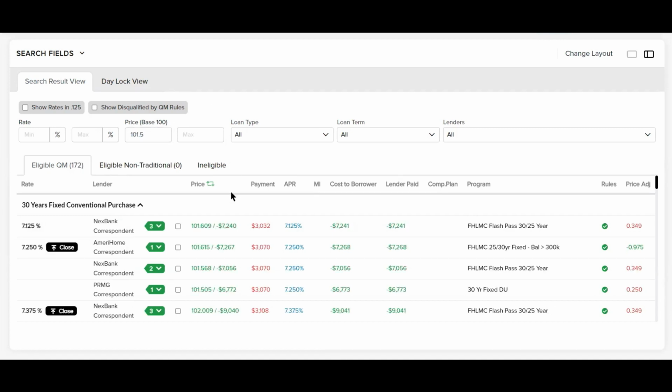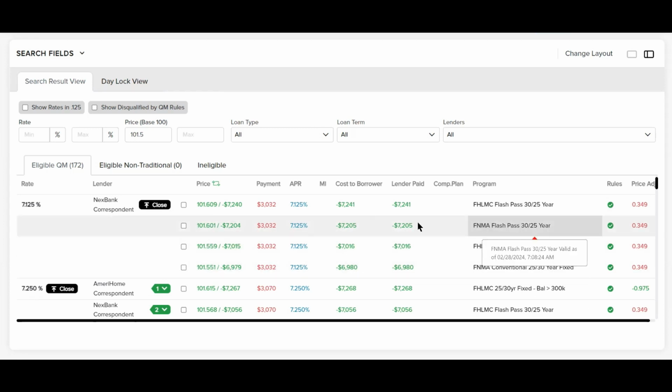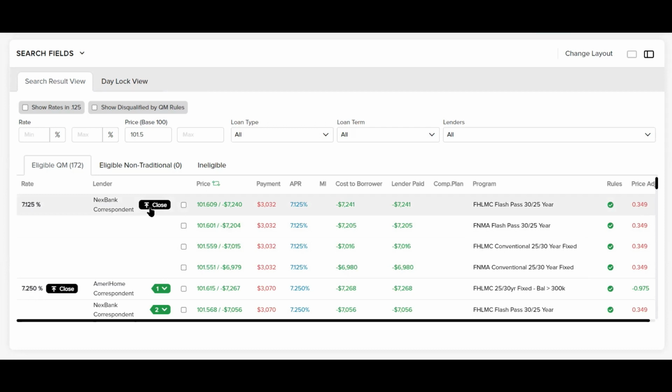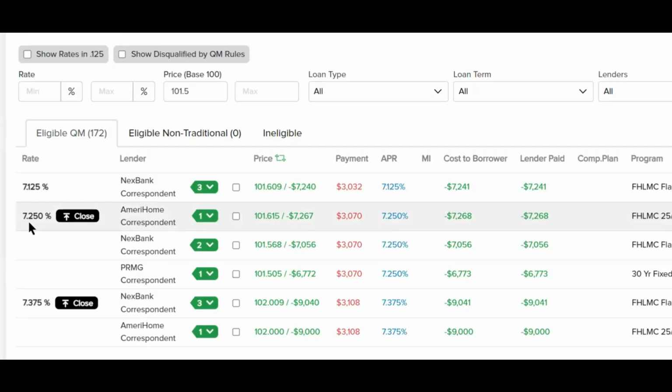If I click off of that, it's going to reshuffle the deck and say, okay, Next Bank has 101.609 at 7.125 in rate. They have 3 programs. There's 4 actually, because there's the one showing, and the other 3 in here. There are specific things with each program, but that's what that's saying here. It's telling you Next Bank is here. And then you go to 7.250: AmeriHome, Next Bank, and PRMG.